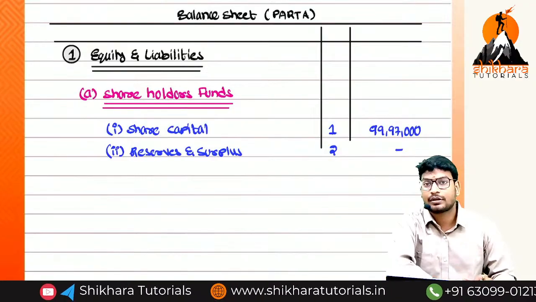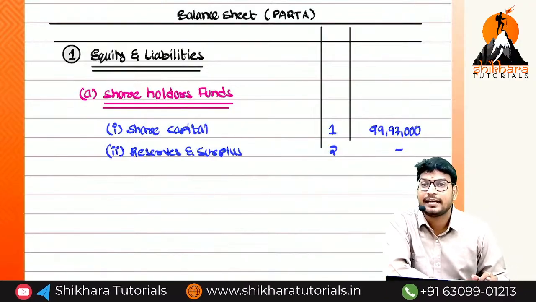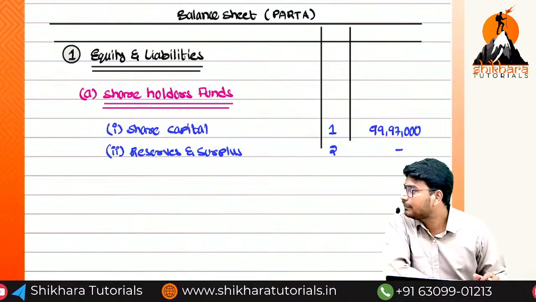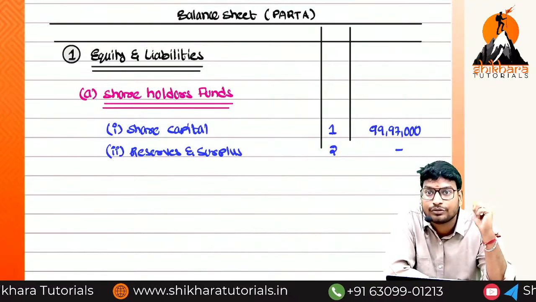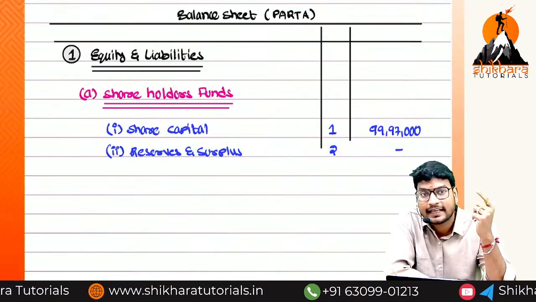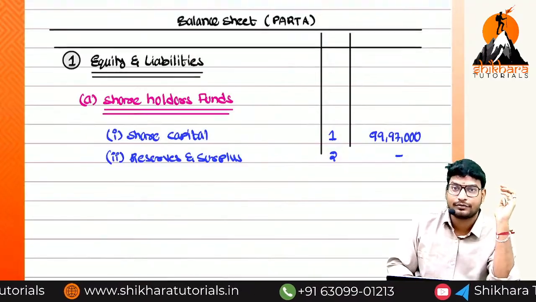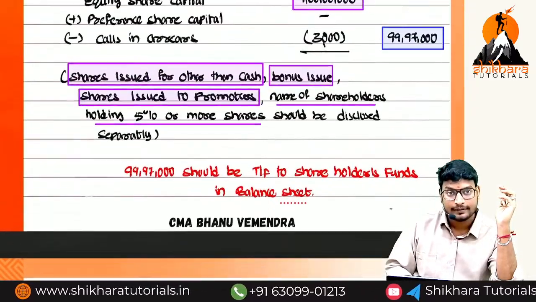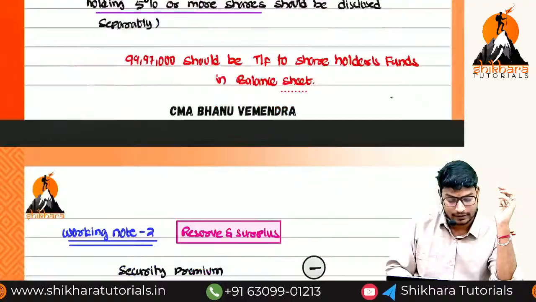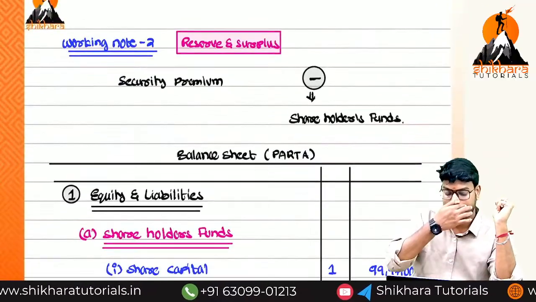So this is the overall discussion. And bank balance is there. For that bank balance, we have to show it in cash and cash equivalents. Working note number 1 completed? All of you, okay. Take working note number 2.